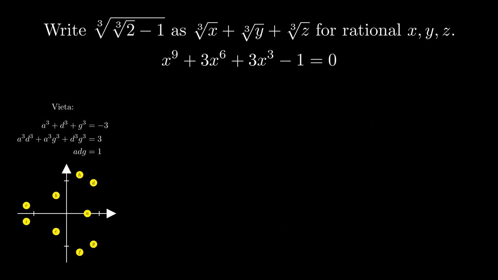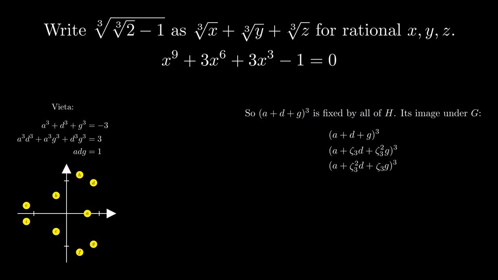As a starting example, we'll take A plus D plus G. This is certainly fixed by complex conjugation, and sigma D. And sigma B multiplies them all by zeta, thereby multiplying the whole sum by zeta. And so we can look at A plus D plus G cubed, which is fixed under all of the actual Galois group. But its image under the spurious Galois group includes 2 other elements.